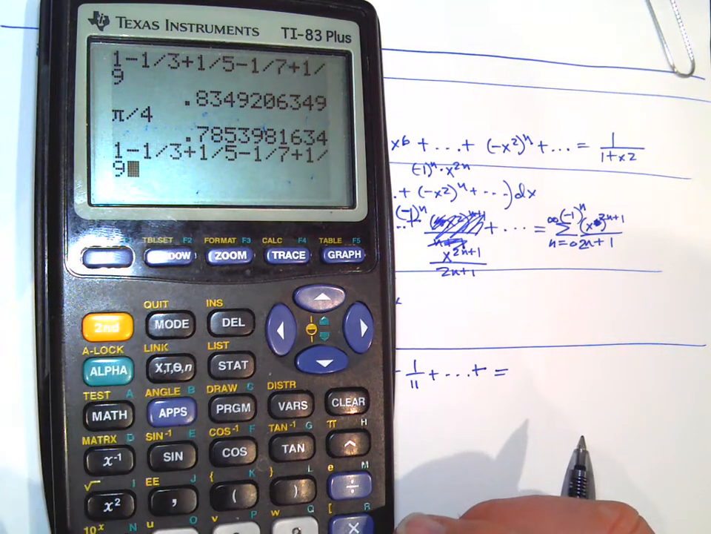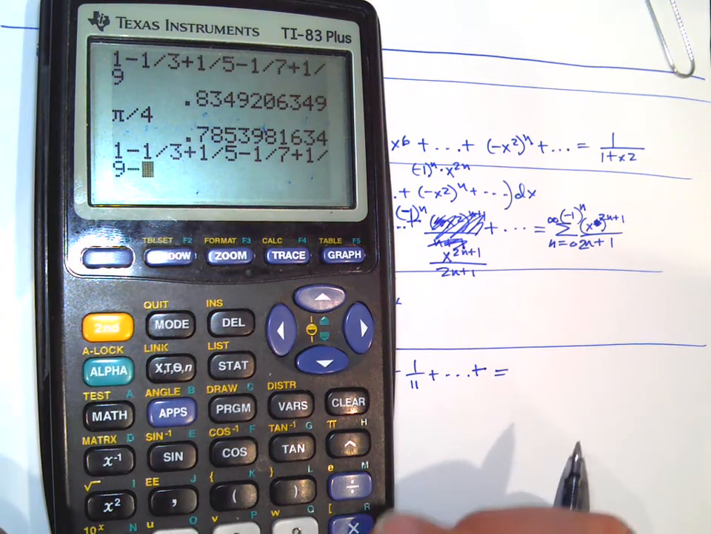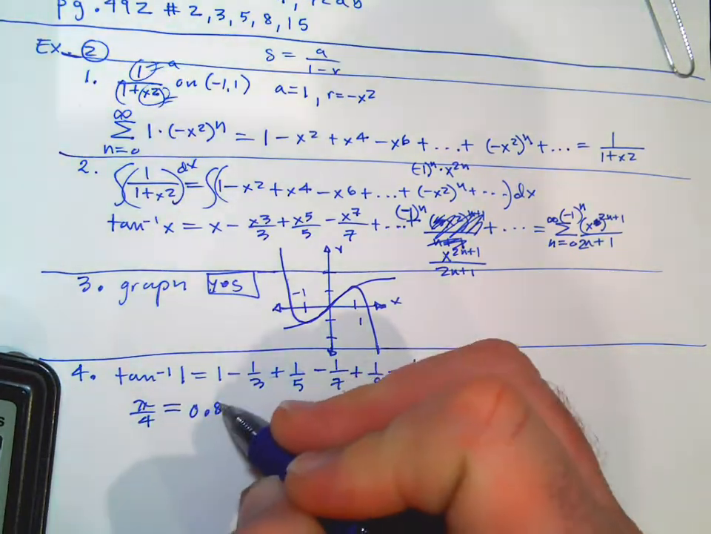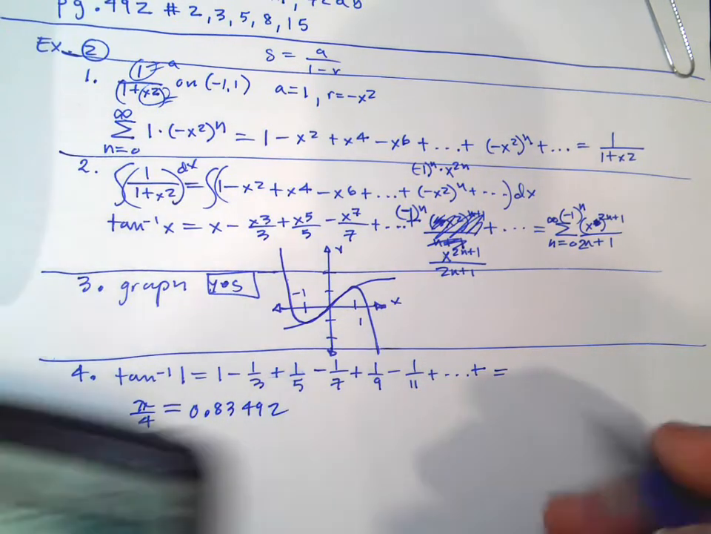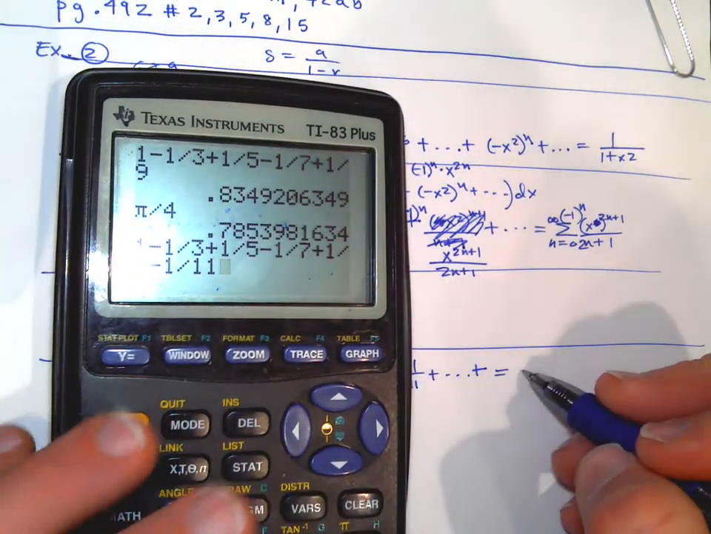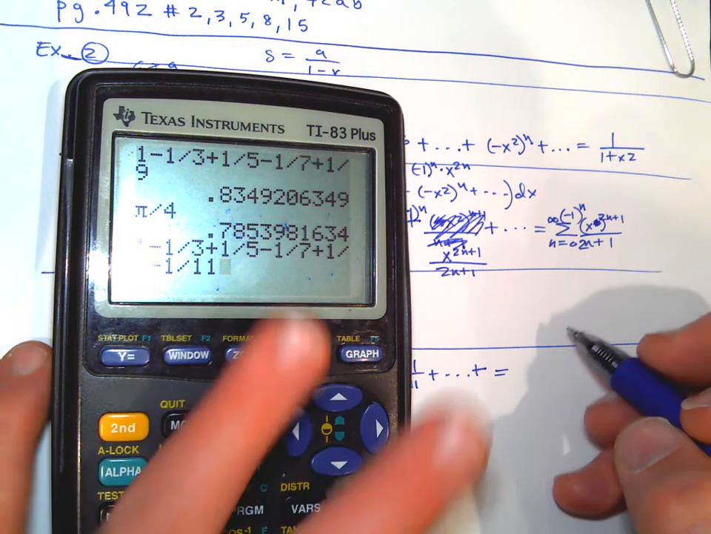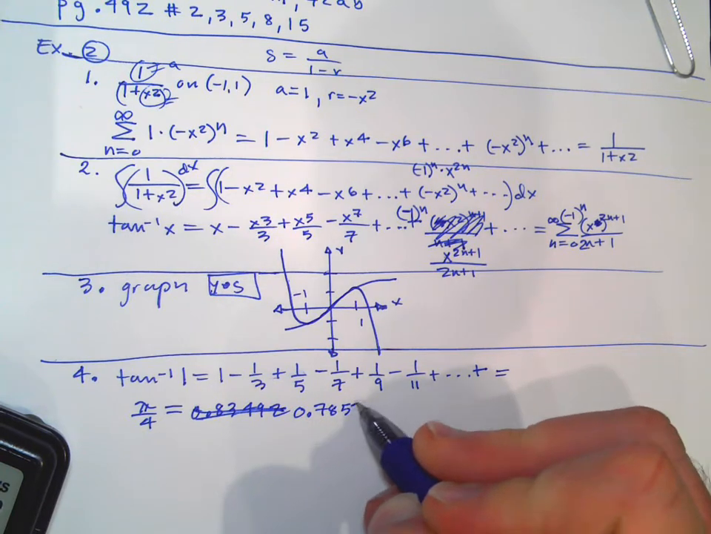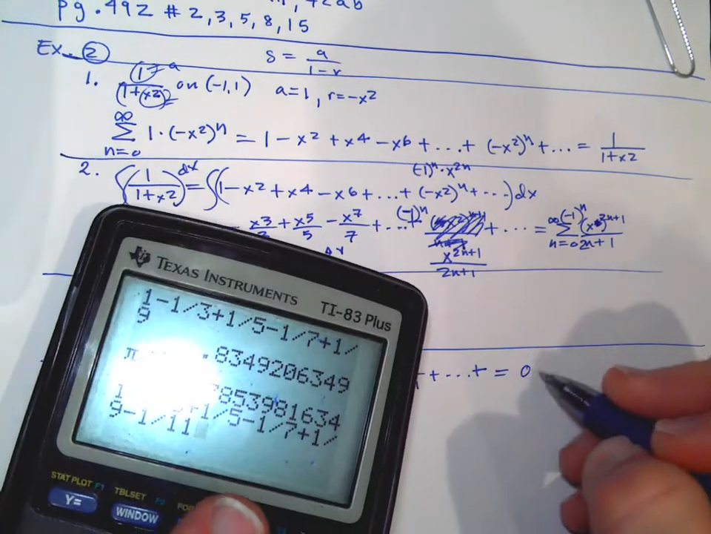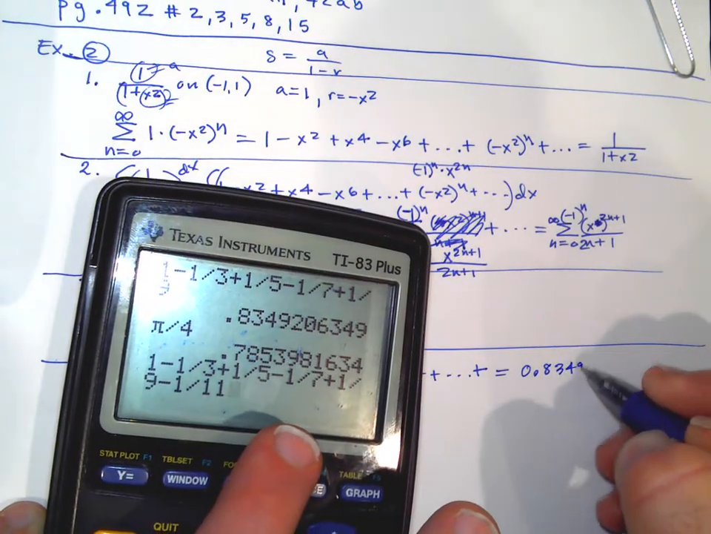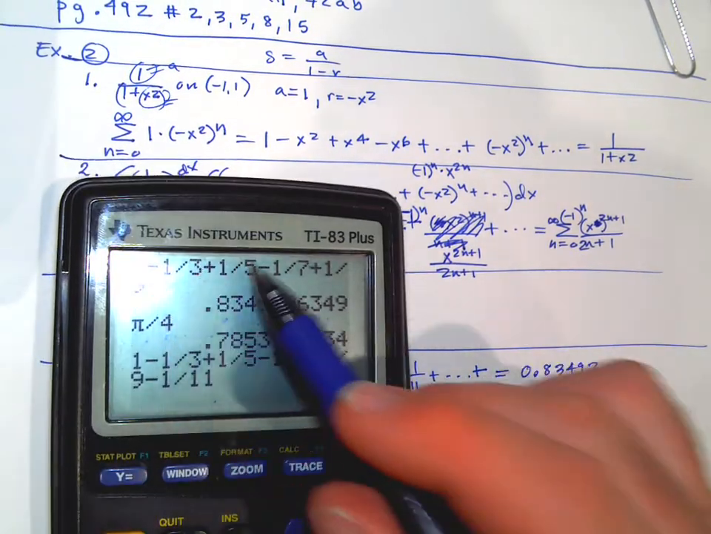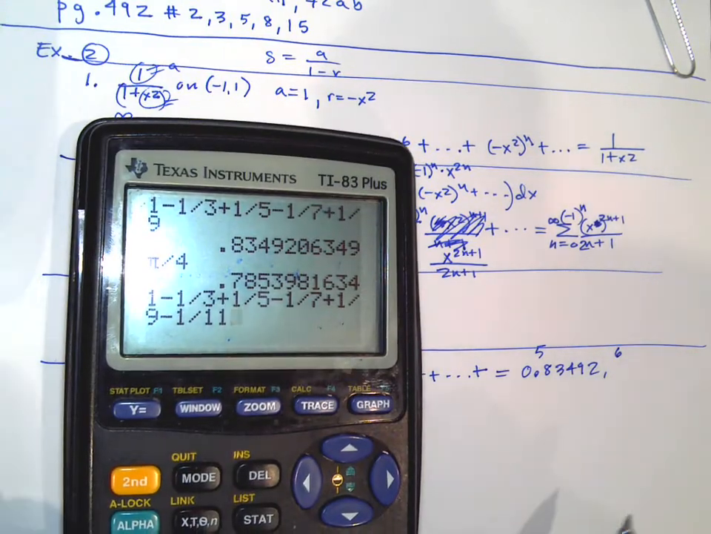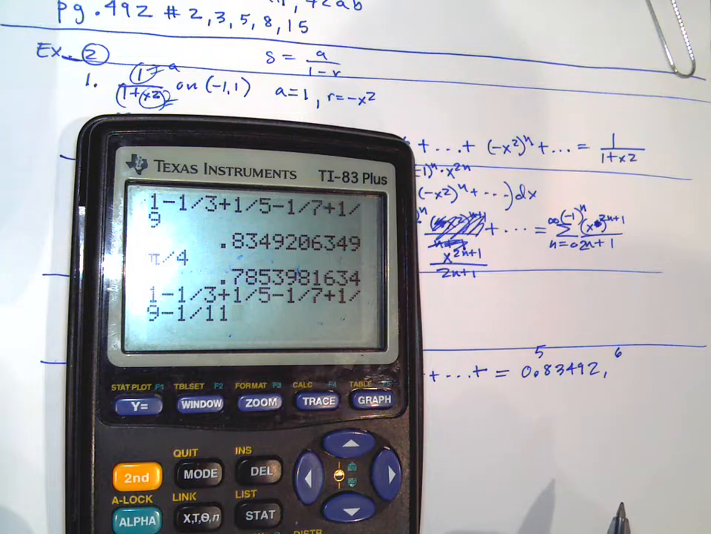You take the previous answer and keep adding stuff to it. Minus 1 over 11. So let's write this down. Let's write the decimal. Pi over 4 is 0.785398. I'm sorry, I wrote the wrong thing. The partial sum we got is 0.83492. That was the first 1, 2, 3, 4, 5 terms. With 6 terms, we could subtract 1/11.